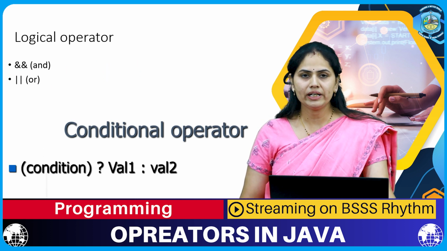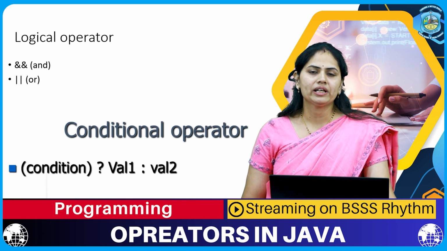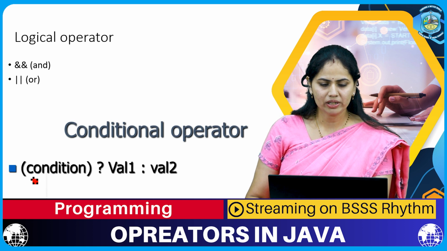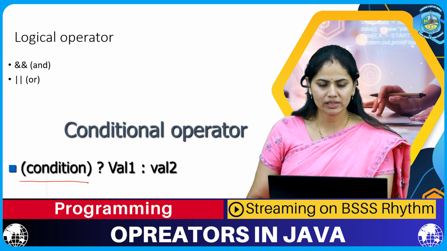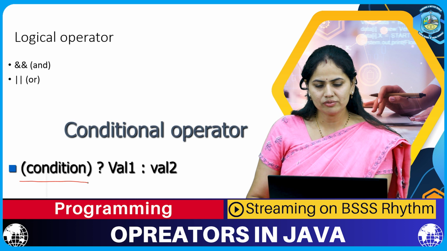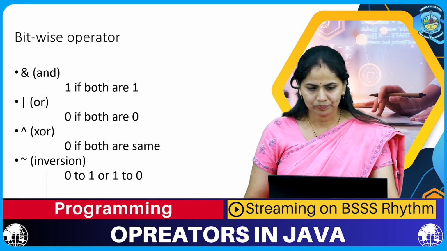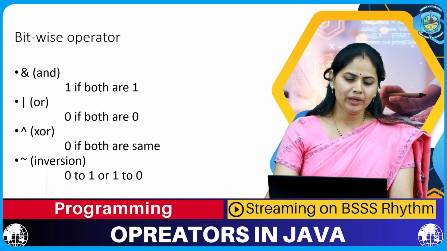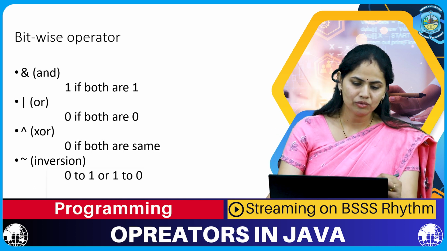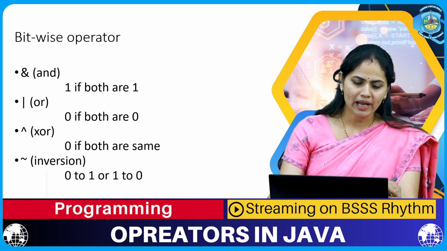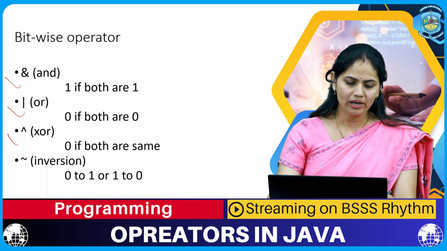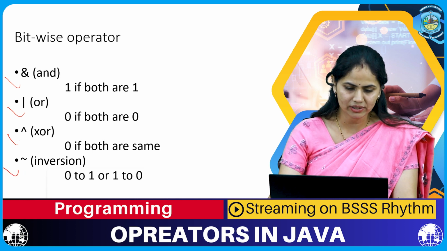Now, we have the conditional operator where we can give the condition. So, we can use the conditional operator, we give the condition, then the operator, then the first value and second value. Next is the bitwise operator, where we use these symbols for AND, OR, exclusive OR (XOR) and inversion. So, these are the signs which we use as bitwise operators.